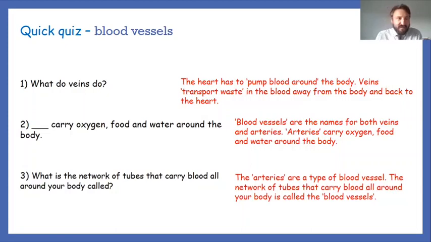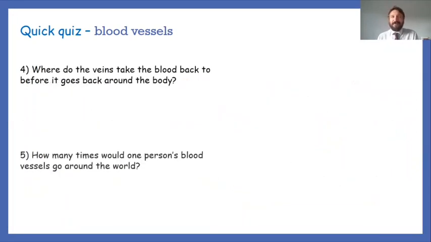Okay, let's have a look because I'm pretty certain we've got some more questions. Wonderful. So we've got number 4 and number 5. Where do the veins take the blood back to before it goes around the body? Nice and easy question that should be. And number 5, how many times would one person's blood vessels go around the world? Now, I've not given you the answer in this, but I'm hoping you may like to have a guess, and this might surprise you. It'd be a nice fact you might want to share with your parents or brother or sister. So pause the video there, have a go, and then come back in 30 seconds and we'll go through questions 4 and 5.